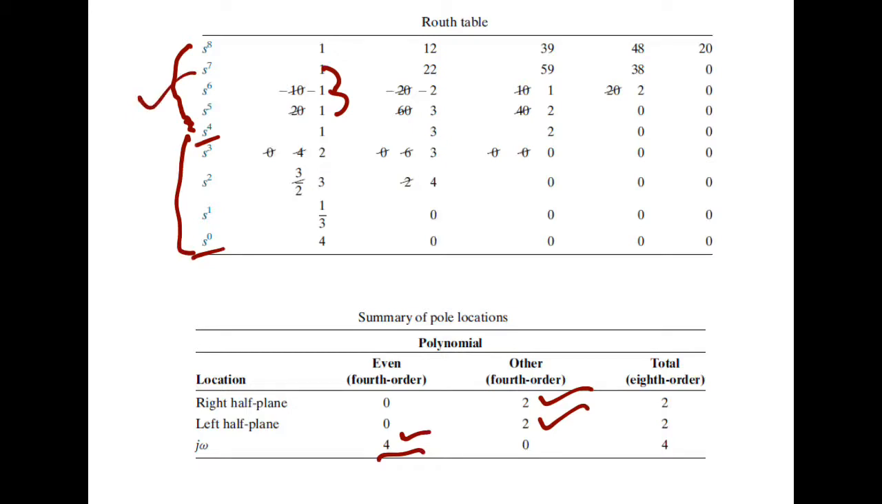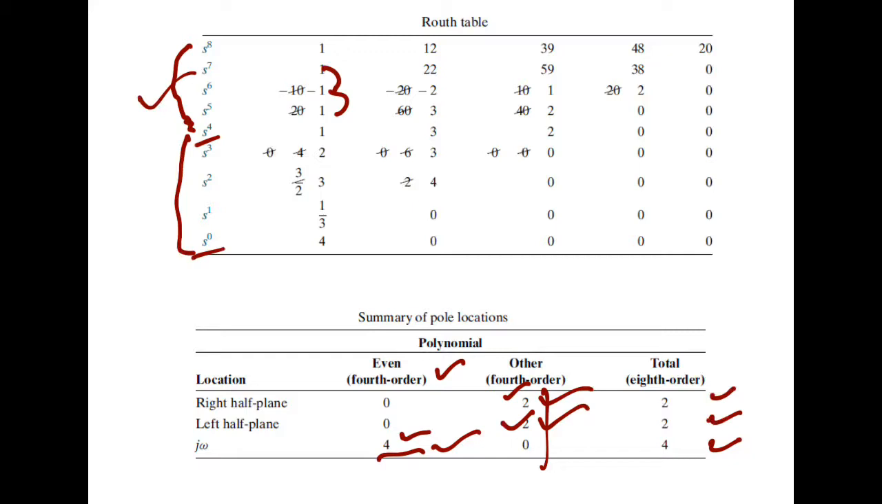So for the fourth order even polynomial we have 4 poles on the j omega axis, then for the other 4 we have 2 on the left hand side and 2 on the right hand side. Then for the total 8th order we have 2 on the left hand side, 2 on the right hand side, and 4 on the j omega axis. From this we conclude that it is an unstable system.